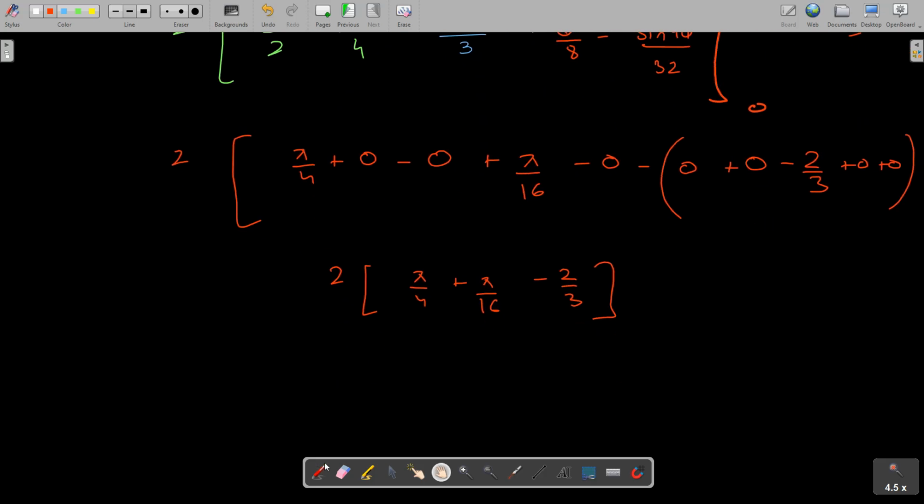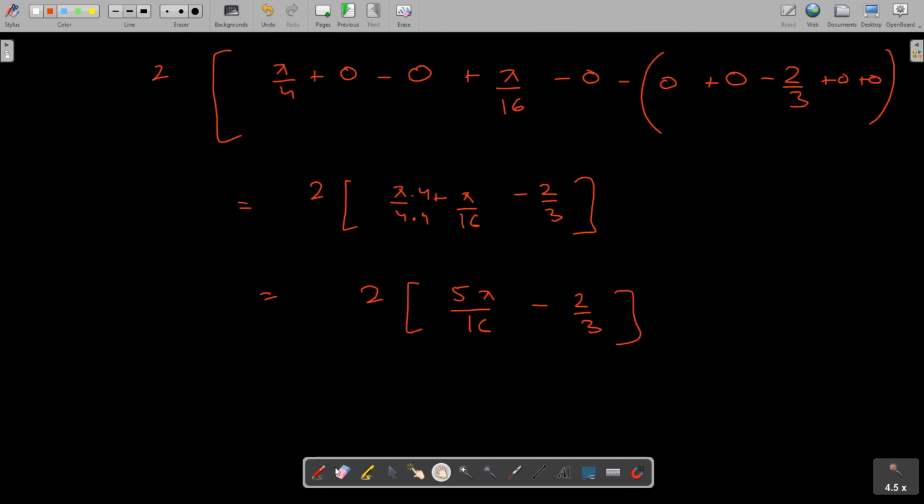That is pretty much left, and let's simplify this. Let's take the LCM over here, and this will become 5 pi by 16 minus 2 by 3. And this just becomes 5 pi by 8 minus 4 by 3, and that will be our final answer.